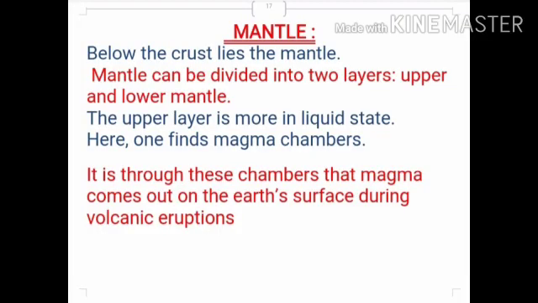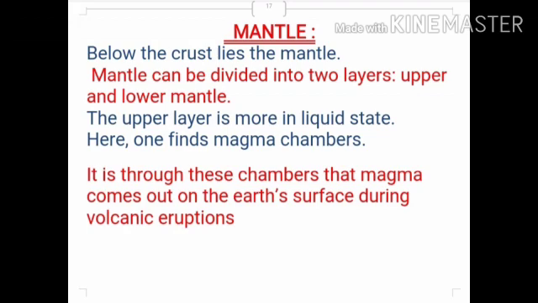The next layer which we are going to see is the mantle. Below the crust lies the mantle. The mantle can be divided into two layers, upper mantle and lower mantle. The upper layer is more in liquid state. Here one finds magma chambers. It is through these chambers that magma comes out of the earth's surface during volcanic eruptions.